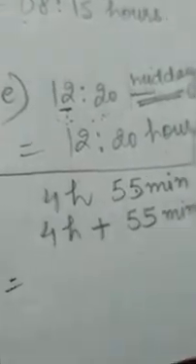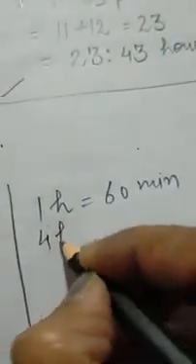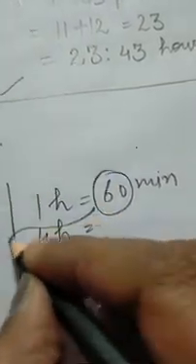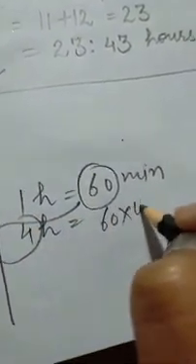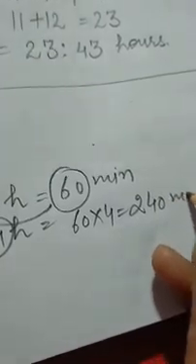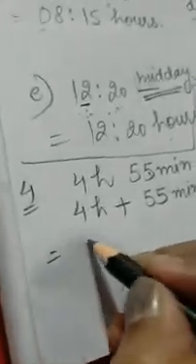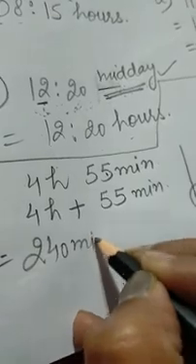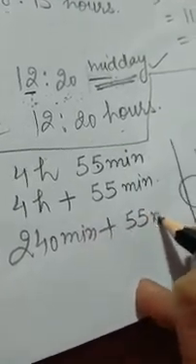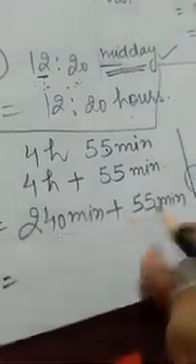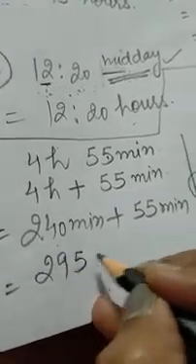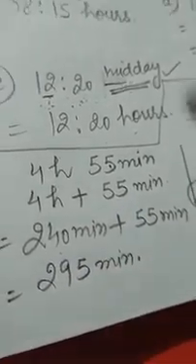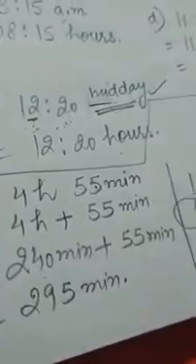Then 4 hours will be converted into minutes. 1 hour is equal to 60 minutes, and 4 hours is equal to 60 multiplied by 4. Yes, it will be 240 minutes. So here we will write 240 minutes plus 55 minutes. When these both are added, we get 295 minutes. Like this, we have converted 4 hours 55 minutes into 295 minutes.